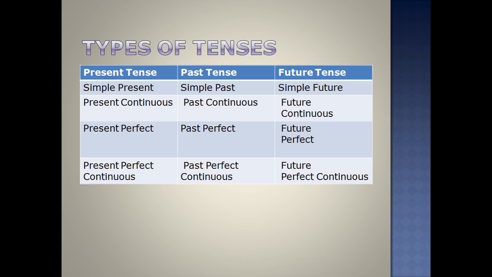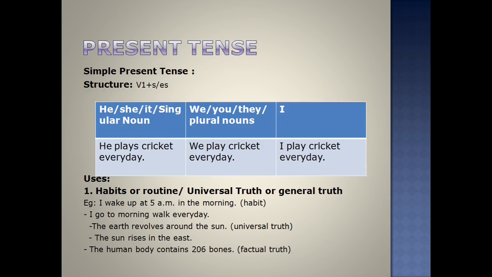Now let's talk about the subparts of present, past and future tense. Present tense has four parts. First is simple present tense, second is present continuous tense, third is present perfect tense, and fourth is present perfect continuous. Next is past tense, which has simple past tense, past continuous tense, past perfect tense, and past perfect continuous. And even in the future tense we have four: first is simple future tense, second is future continuous tense, next is future perfect tense, and then future perfect continuous tense.